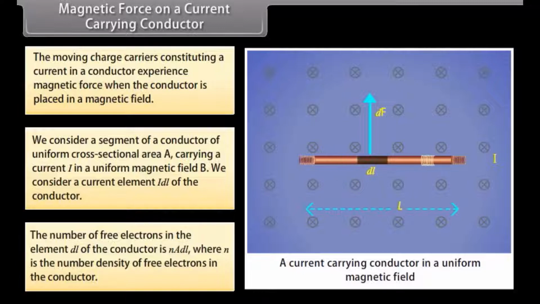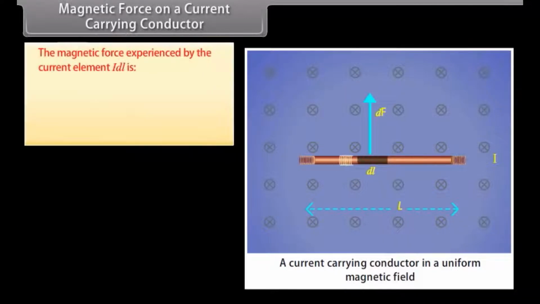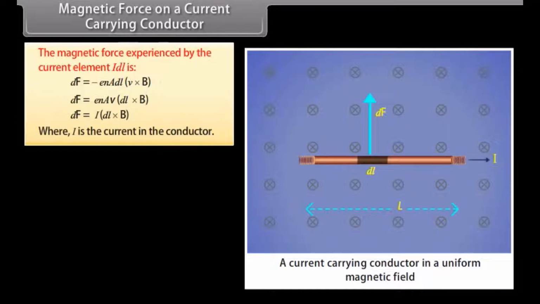The number of free electrons in the element dl of the conductor is nA dl, where n is the number density of free electrons in the conductor. The magnetic force experienced by the current element I dl is given by minus e n A dl times the cross product of v and B, which is equal to I times the cross product of dl and B, where I is the current in the conductor.